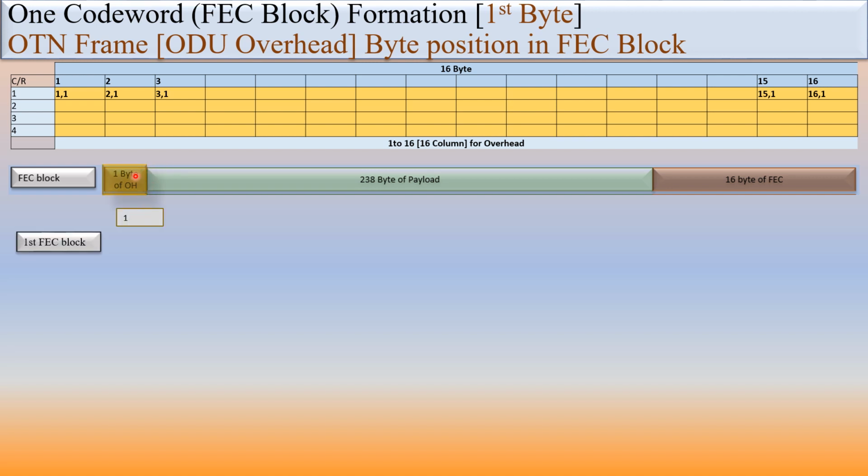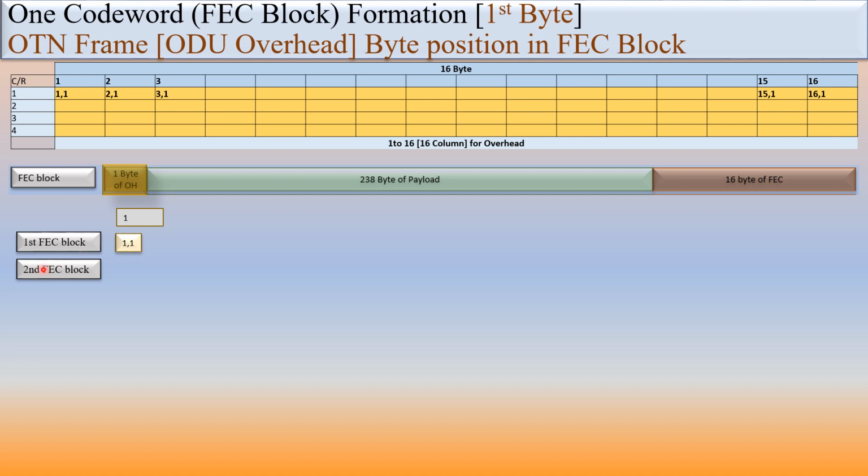You can see here 1 byte is from the overhead. We are selecting the first FEC block. In the first FEC block, 1 byte of overhead is taken from here, 1 1. You can see this is the byte position. In the same way there will be 16 FEC blocks, and in all 16 FEC blocks the first byte is from the overhead. So in the first FEC block, the position of the byte is this.